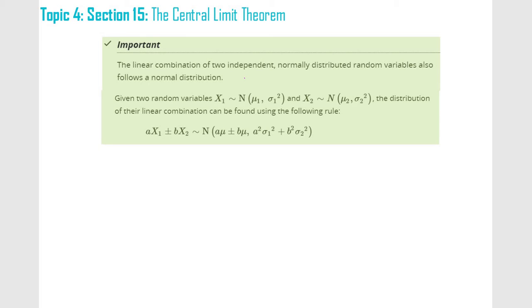When you add two normal distributions, you can just add or subtract their means. But for the variance, remember it's always addition. You ignore if it's negative, because variance just talks about the distance. All right, so let's do an example.